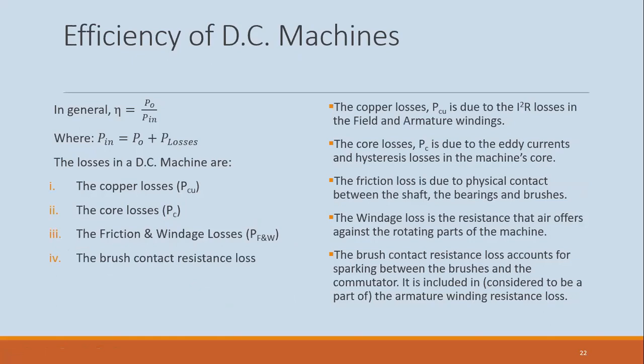All right, so let me get into the efficiency of the DC machine, particularly the generator. Now, in general, efficiency is P out over P in.